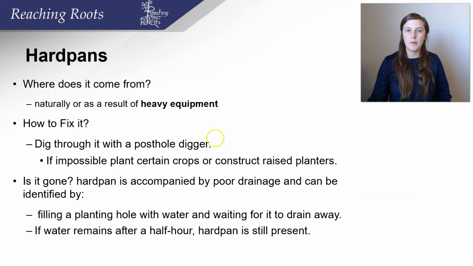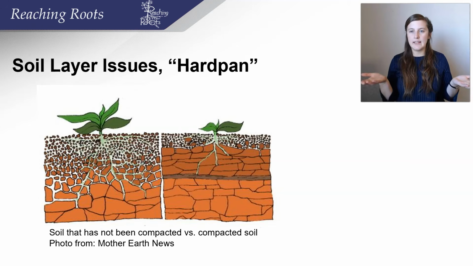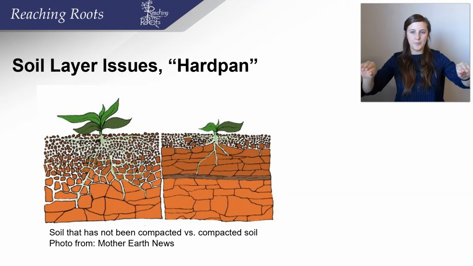Let's talk a little bit more about hard pans, how they're caused, and how to fix them. So where do they come from? They can form naturally or as a result of heavy equipment. So let's just go back here and remind you that it's just this layer of compacted clay. Think of it as a clay pot, okay? So instead of a clay pot, it's just this clay layer.